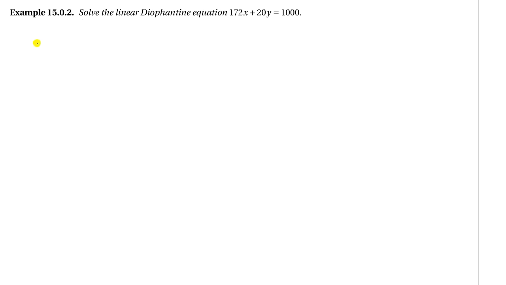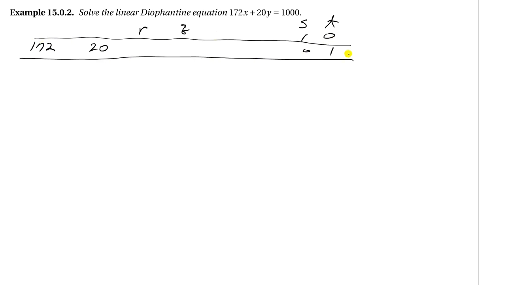So the first one is 172 divided by 20. My columns are the remainder and the quotient, and S and T were there, starting with 1, 0 and 0, 1. These are on the same line like that, and we need S times quotient and T times quotient. Okay, so that's the whole setting.